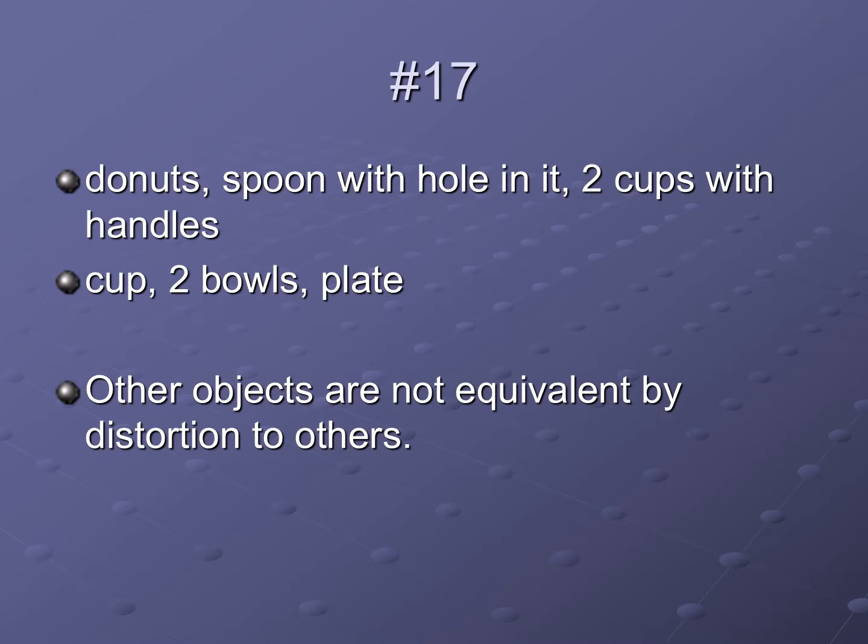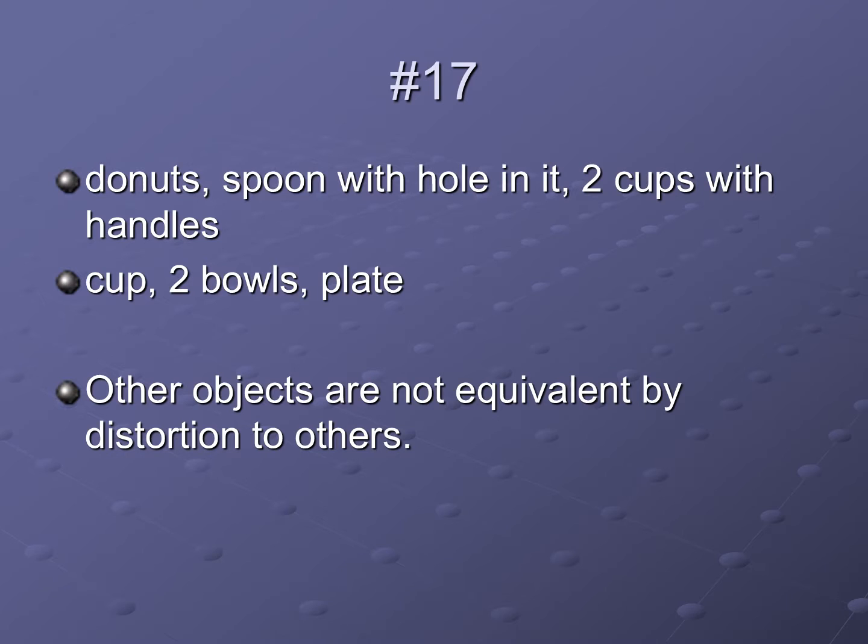With the picture from number 17, when I looked at it, I said, well, the ones that have 1 hole in them will be equivalent by distortion to each other. That made it a good start. So we started with the donuts, the spoon with a hole in it, and 2 cups with handles. They have a hole in them, even though the part of the cup where you pour the drink in is not actually a hole. You could scrunch it down into a round disc kind of thing, and it doesn't make a second hole.